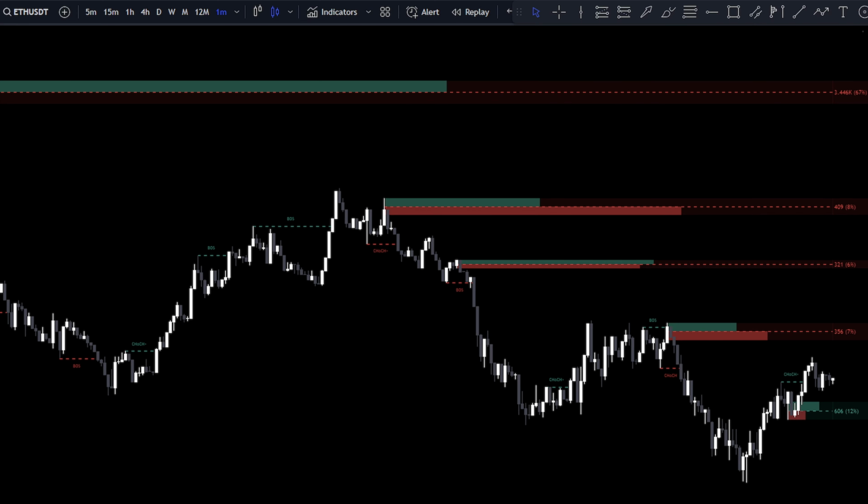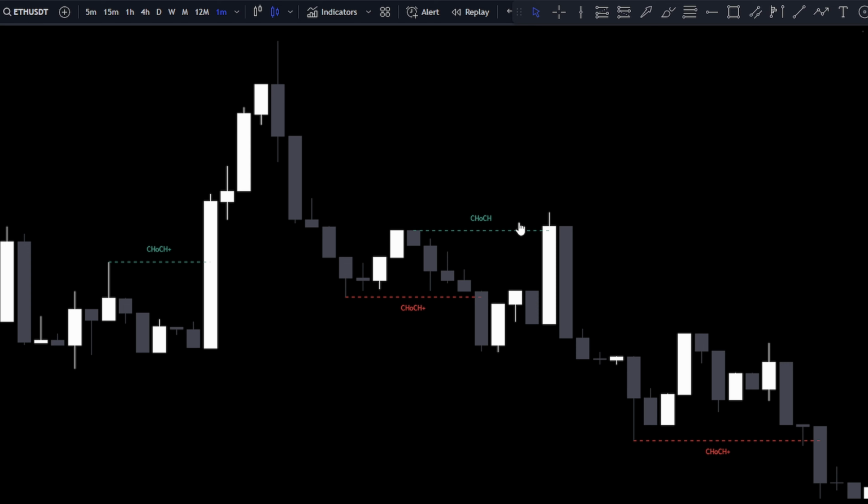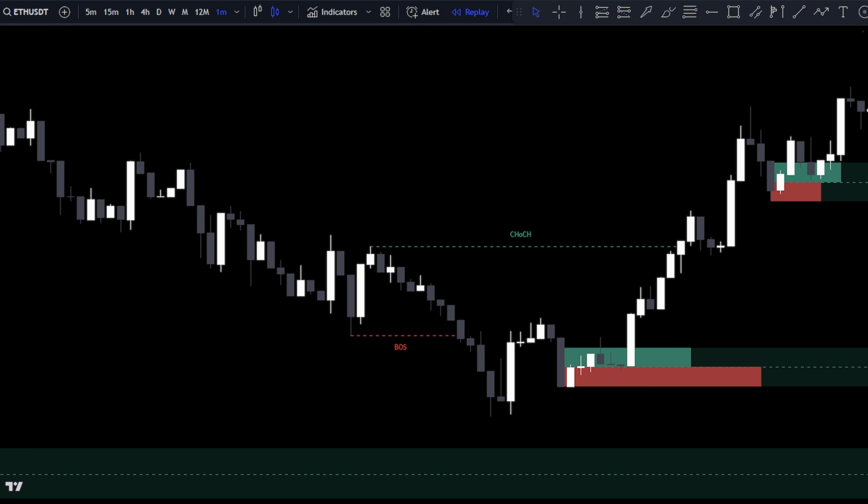So we have the indicator installed, and now let me quickly explain what it consists of. Okay, so let's first start with this CHOCH, or change of character label. This can be bullish or bearish. A bullish change of character occurs whenever the price action breaks above the most recent swing high for the first time.